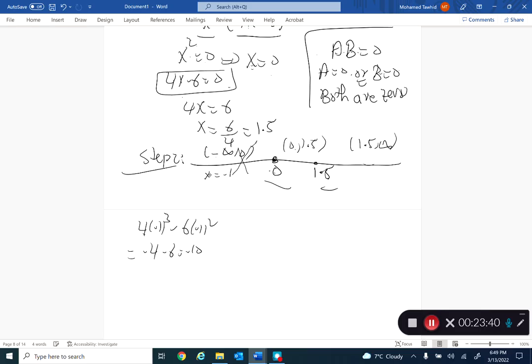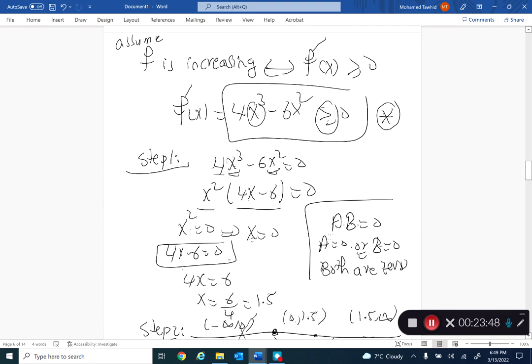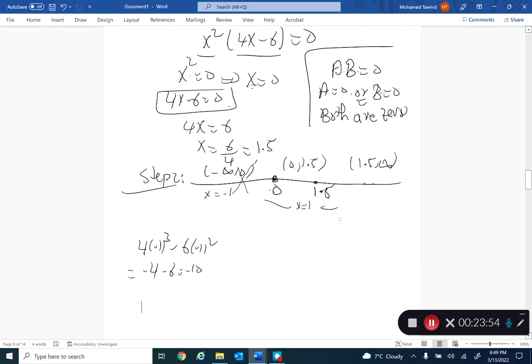That is not a solution because it's negative. So I go for the second one, between 0 and 1.5. For example, take x equal 1. So I go back to the star and replace x by 1. Then you have 4 minus 6. It's negative, so that is not a solution. So I cross that. Here I have my inequality negative, and here I have negative.